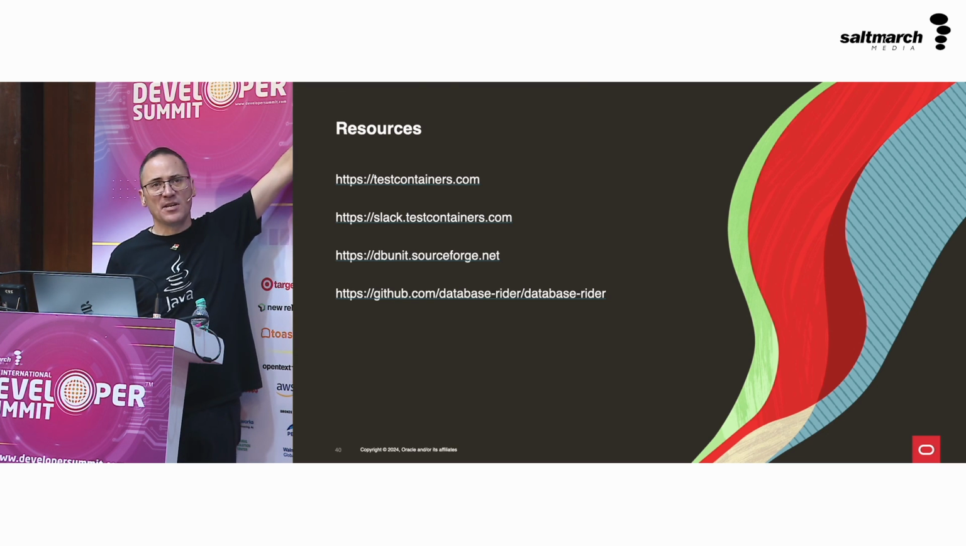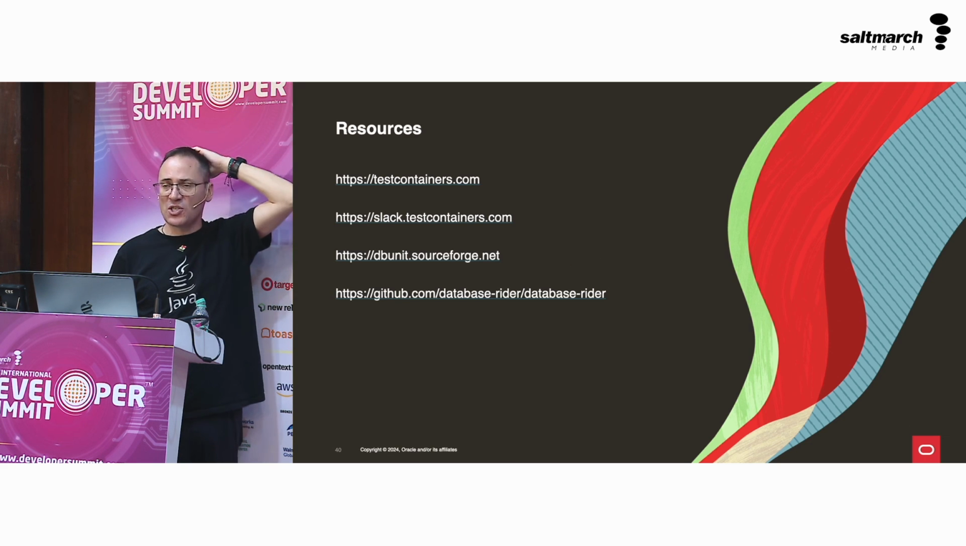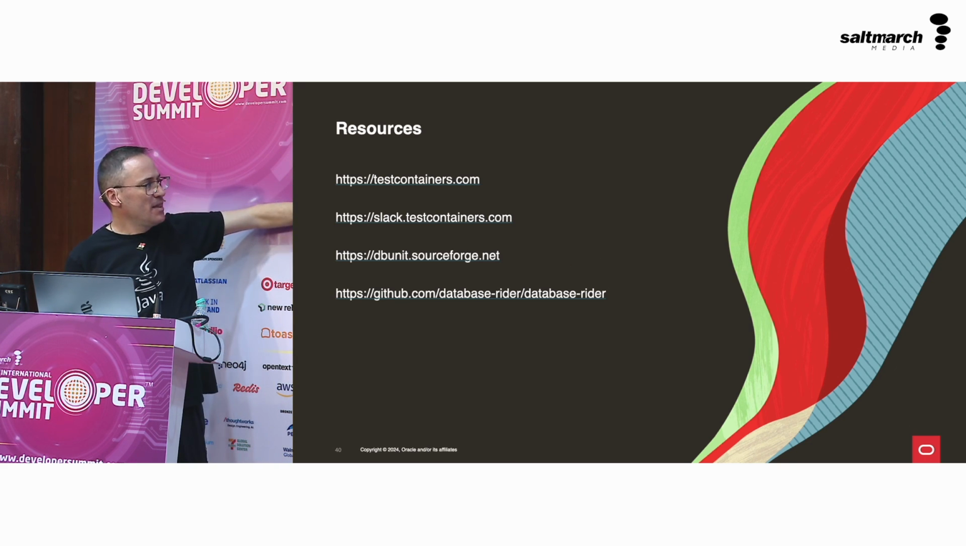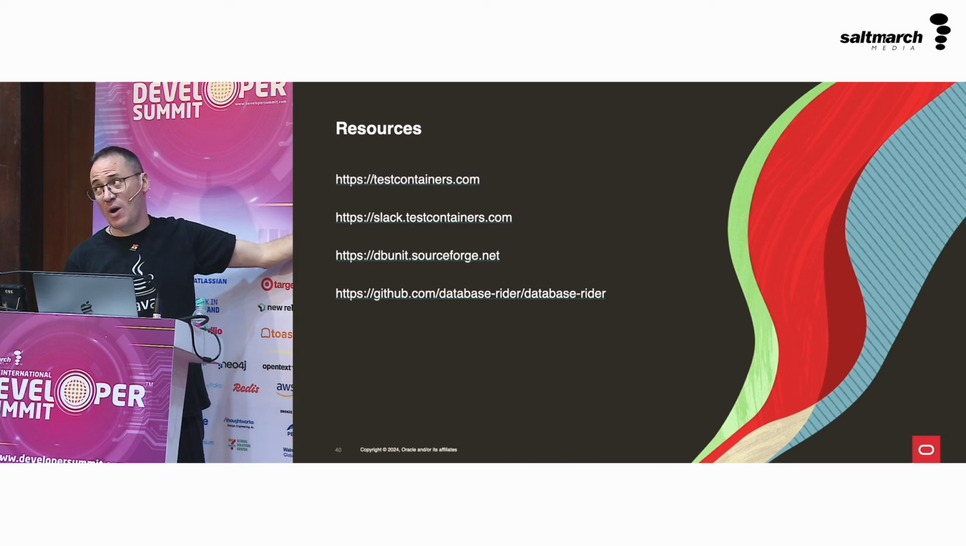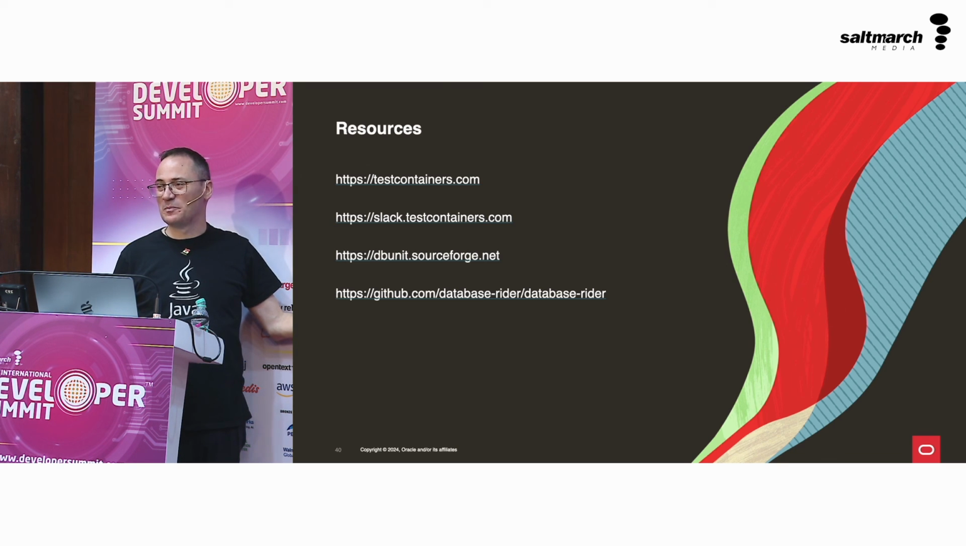Testcontainers has a bunch of modules and things that you can see inside, and they have a community on Slack where they can answer questions. There is the link for DbUnit. As you can see, it's quite old because it uses SourceForge instead of GitHub, whereas Database Rider has migrated to GitHub.